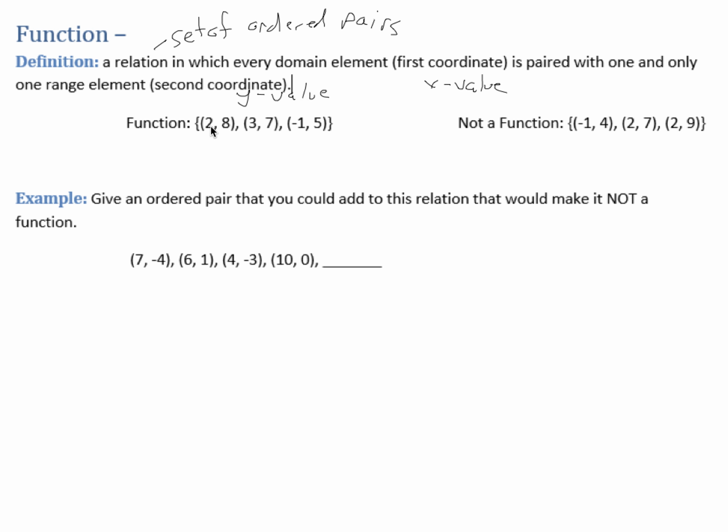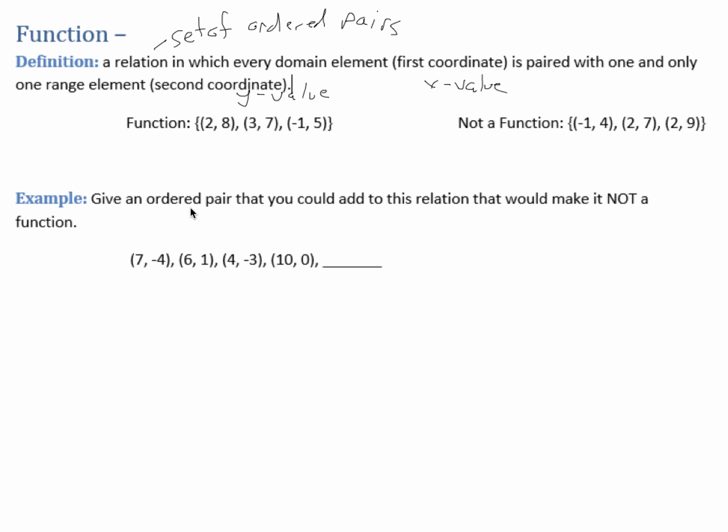So this one's a function because 2 is only paired with 8. You don't see 2 paired with anything else. 3 is paired with 7. You don't see 3 paired with anything else. And -1 is paired with 5, and you don't see -1 paired with anything else. This is not a function. -1 is paired with 4, and you don't see it paired with anything else, but 2 is paired with 7, and then 2 is also paired with 9. So you can't have the same x value go to different y values.